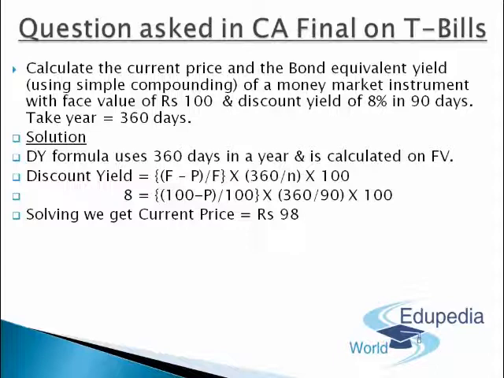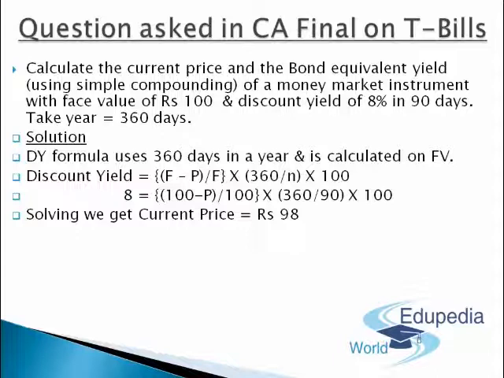So solving this, we can simply get the current price, that is rupees 98. So a face value of 100, the current price of 98, we got a 2% discount for a period of 90 days. If we were able to extract the discount yield of 2% for 90 days, what would that have been if it were annual? So 2% into 360 divided by 90, that is equivalent to 8%. So herein we got the current market price as rupees 98.